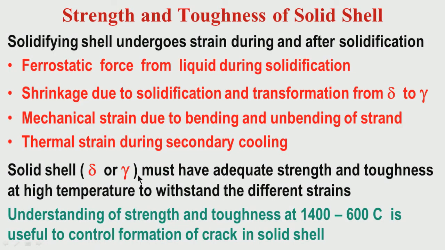And then the solid shell, whether it is delta or gamma, must have adequate strength and toughness at high temperature. High temperature means temperature from say 1400 to 1600. It must have adequate strength and toughness, then only it can withstand the different strains getting generated at different temperatures.